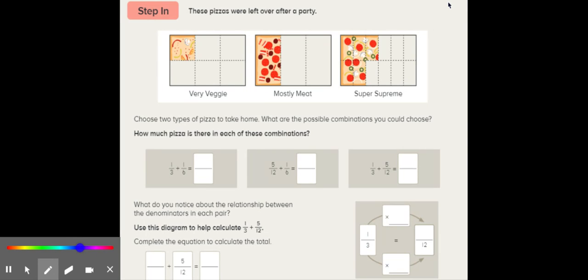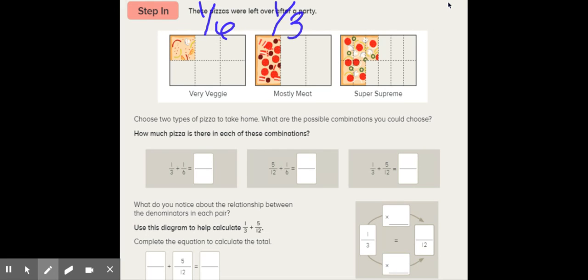So now we're looking at our stepping stones assignment page. At least I am. Just kidding. All right, so for the step in, it says these pizzas were left over at a party. Okay, so we've got a very veggie, a mostly meat, and a super supreme. So I'm going to go ahead and write the fraction of each piece of pizza that is left over. So the very veggie has 1/6 of a pizza left. The mostly meat has 1/3 of a pizza left.